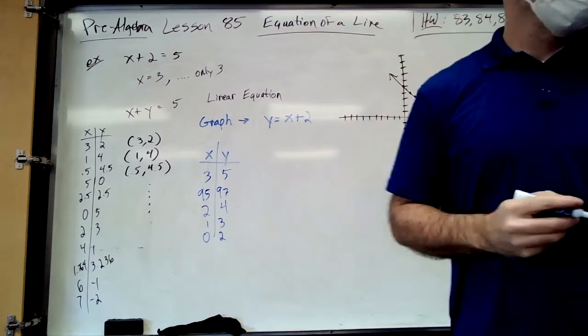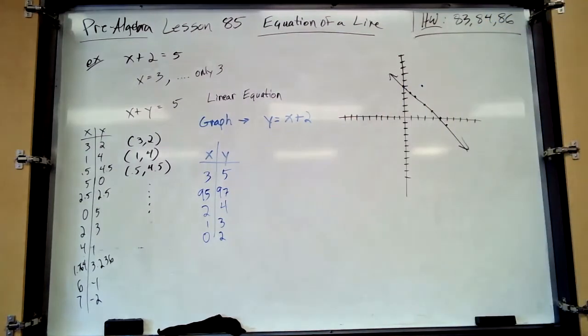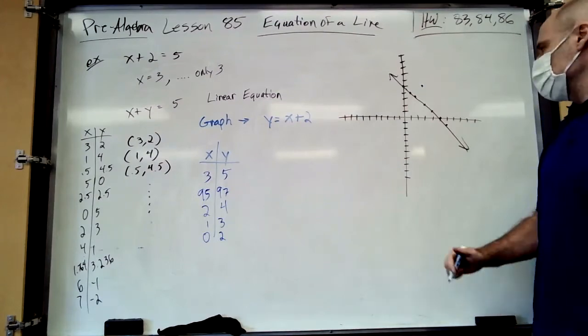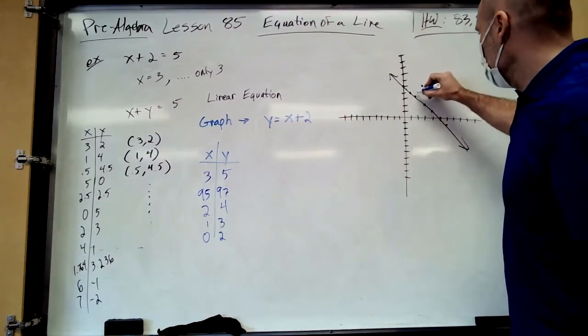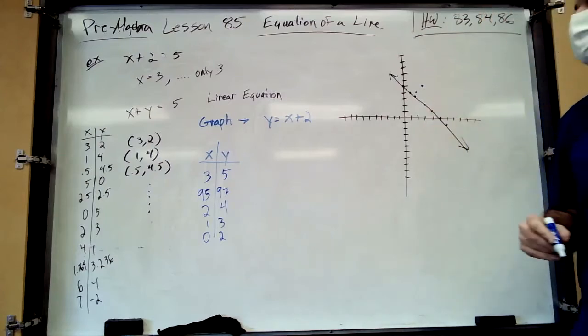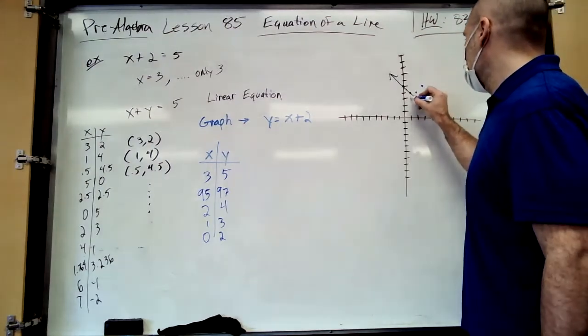You don't. Over 95, go up 97. Can't do it. How do you graph 2, 4? Over 2, up 4. Okay, how do you graph 1, 3? Over 1, up 3.